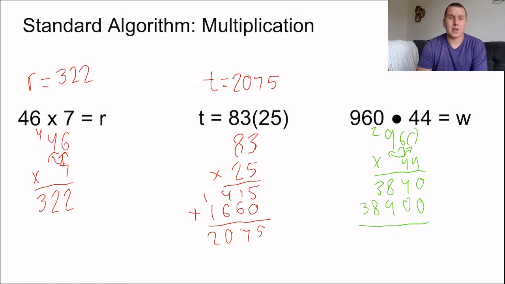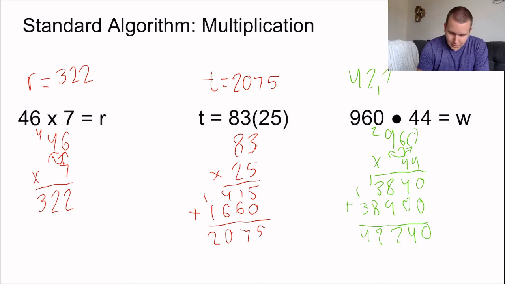So notice that these two numbers were the same. We just had a placeholder 0 that we added to make it a little different since we're multiplying by the tens place now. 0 plus 0 equals 0. 4 plus 0 equals 4. 8 plus 4 would give us 12. 1 plus 3 plus 8, that would get us 12 again. And then 1 plus 3 would get us 4. So W equals 42,240 equals W.